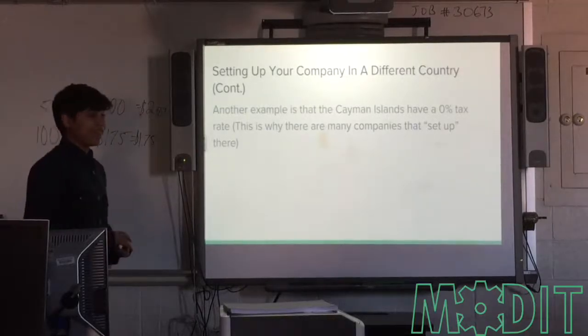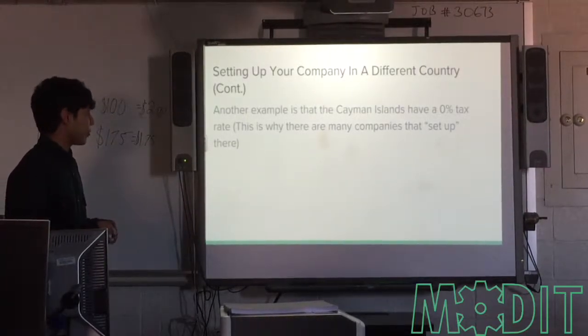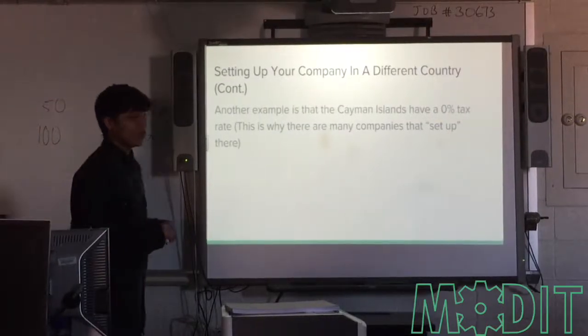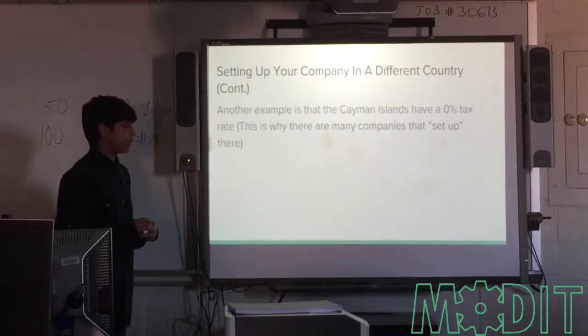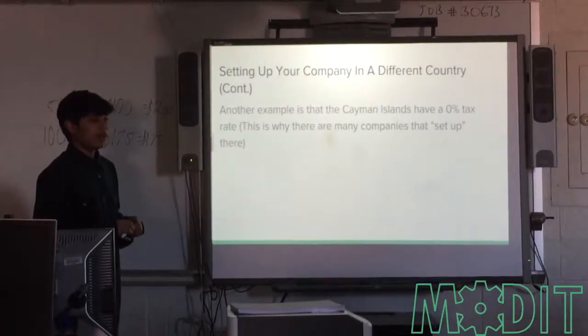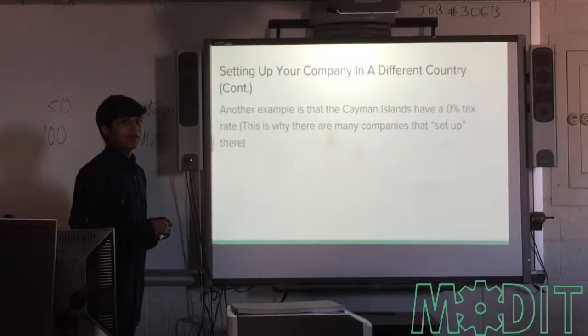Another example is the Cayman Islands. If you've ever heard of this before, you probably heard it from the business world, because they have a 0% tax rate. When I say they literally have a 0% tax rate, I literally mean that. Is it because only 3 people live there? Yeah, basically.